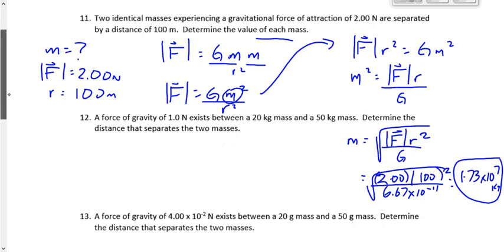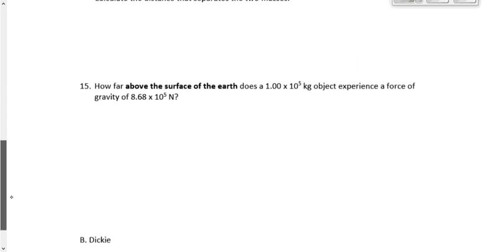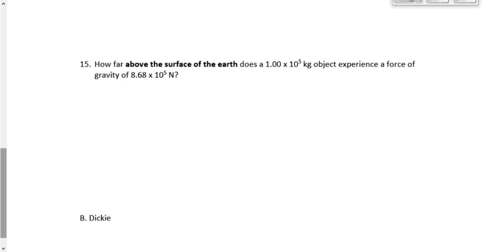Okay, last question we want to go over is number 15. How far above the Earth's surface does this mass experience a force of gravity of 8.68 times 10 to the 5 newtons? So we're going to say M1 is 1.00 times 10 to the 5 kilograms. We're going to say M2, this is the mass of the Earth, which is 5.97 times 10 to the 24 kilograms.